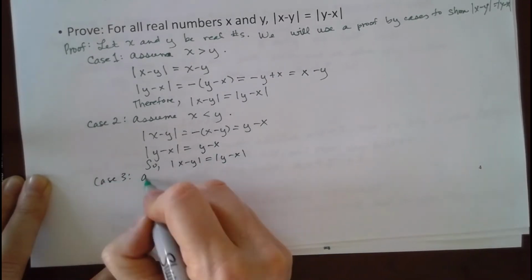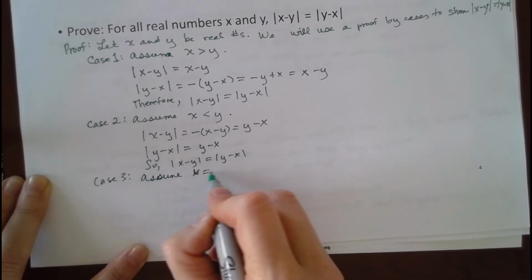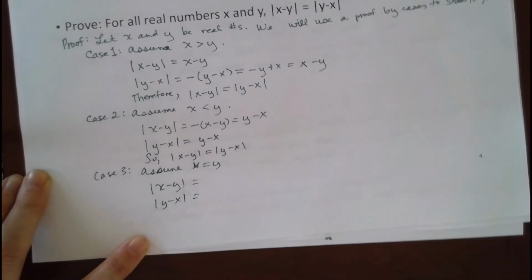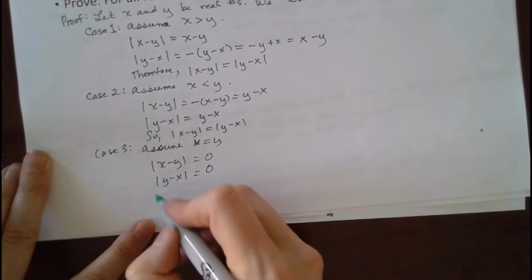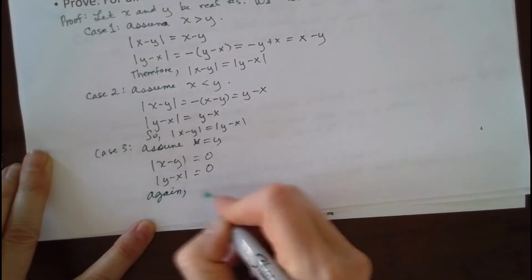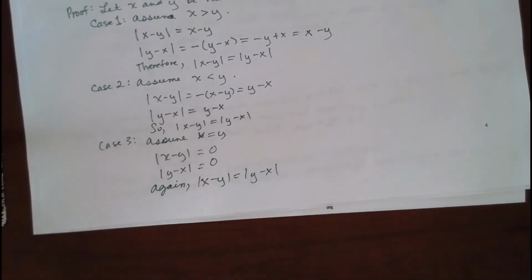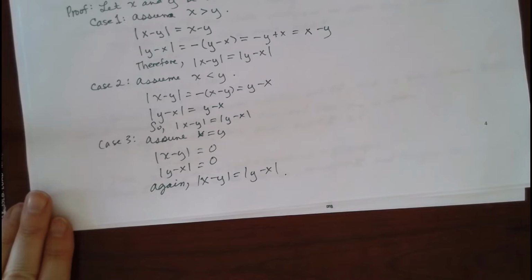And our third case is when x and y are actually the same thing. So what is the absolute value of x minus y if x and y are equal? 0. And same thing if it's y minus x. So regardless of their relationship, whether x is less than y, x is greater than y, or x is equal to y, in each case, those two absolute values will be the same.